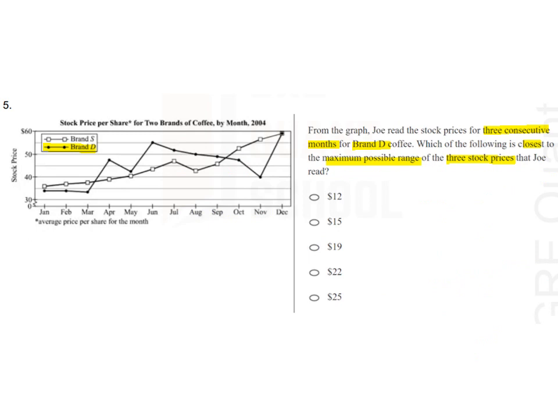Next, let's see question 5. From the graph, Joe read the stock prices for 3 consecutive months for brand D coffee. Which of the following is closest to the maximum possible range of the 3 stock prices that Joe read? So we need to find the range and then compare among the 3 consecutive months. Let's see how we can do it.